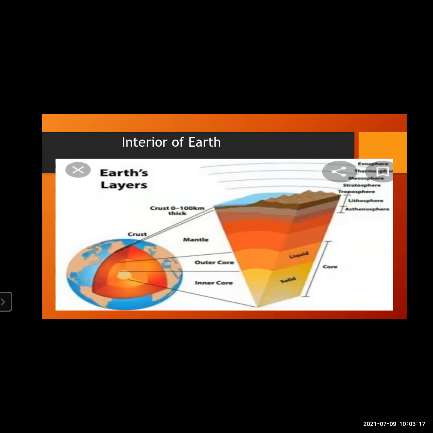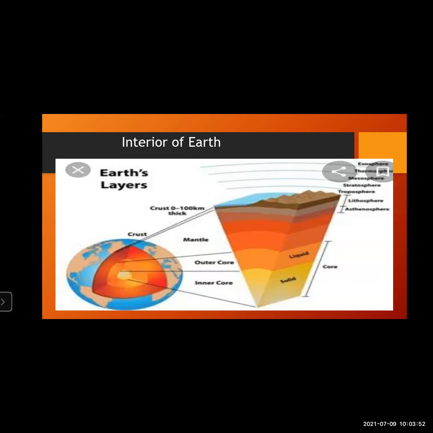So what layers are there? Crust is there. Crust is divided into upper crust and lower crust. Then mantle is there. Mantle is divided into an outer section and a lower section. And then the core is there. Core is again divided into inner core and outer core. So this is the earth layer. And where we are standing, that is the uppermost part of the crust. The crust is divided into two parts, upper crust, the land area, and the lower crust below the ocean surface.